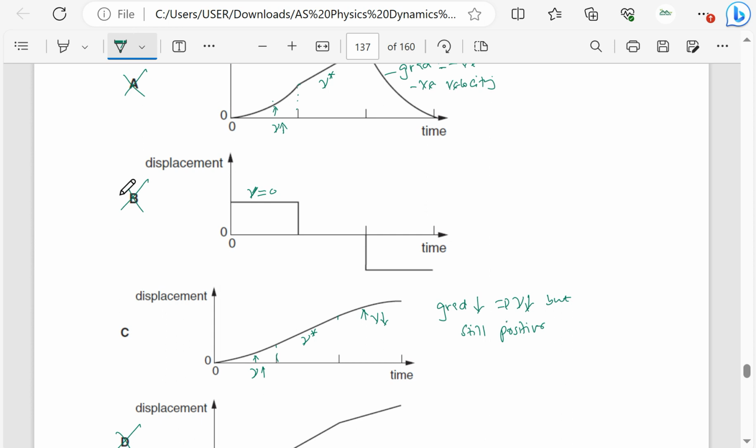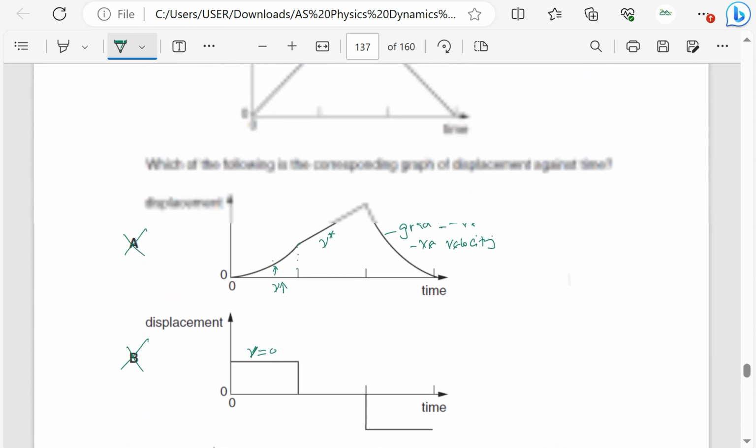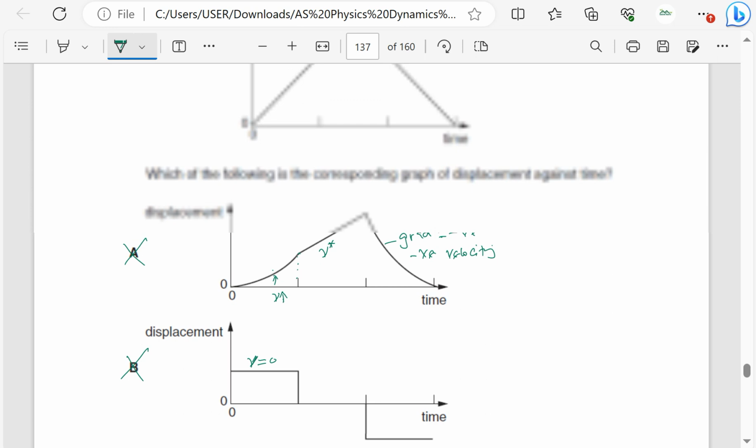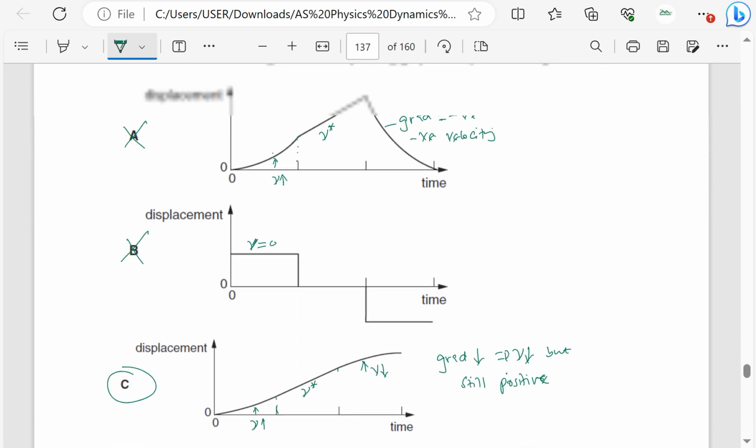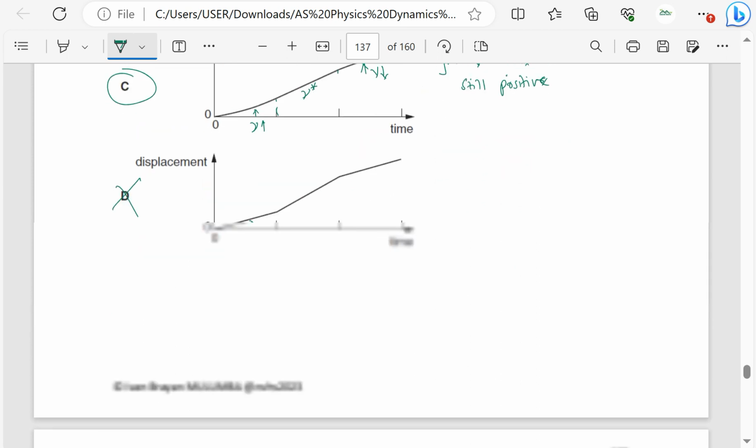So we are still in the same direction. So the answer is going to be C, because the velocity is above the x-axis, it is still positive. So the gradient should never be negative. Okay, so the answer is C.